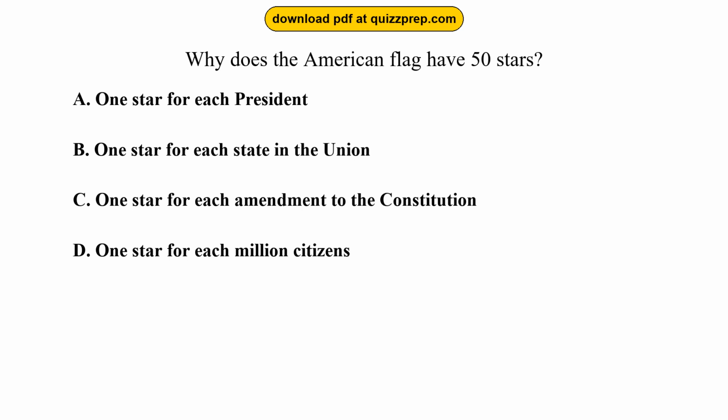Question 83. Why does the American flag have 50 stars? Option A, 1 star for each president. Option B, 1 star for each state in the Union. Option C, 1 star for each amendment to the Constitution. Option D, 1 star for each million citizens. The correct answer is option B, 1 star for each state in the Union. The 50 stars on the flag represent the 50 states that make up the United States of America.